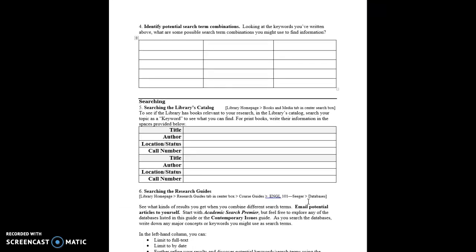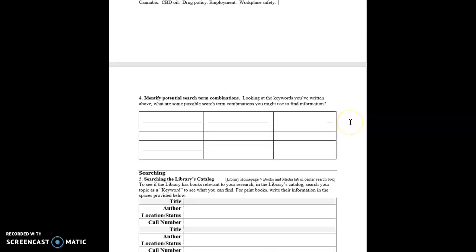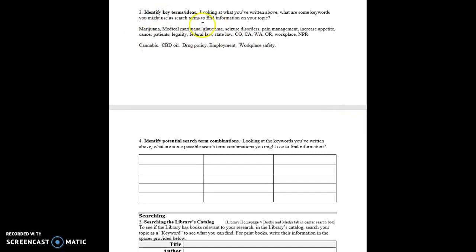Now, as a bit of an extension on identifying some potential search terms, we'll scroll down to the second page of your worksheet. Under number 4, identify potential search term combinations. This blank table gives you a space to combine some search terms. Each line would be a search, and you would want one concept per box. If you've ever seen a library database, which we're going to look at, a lot of times when you go into it, there'll be multiple search boxes so that you can combine search terms. Think of these as those search boxes.